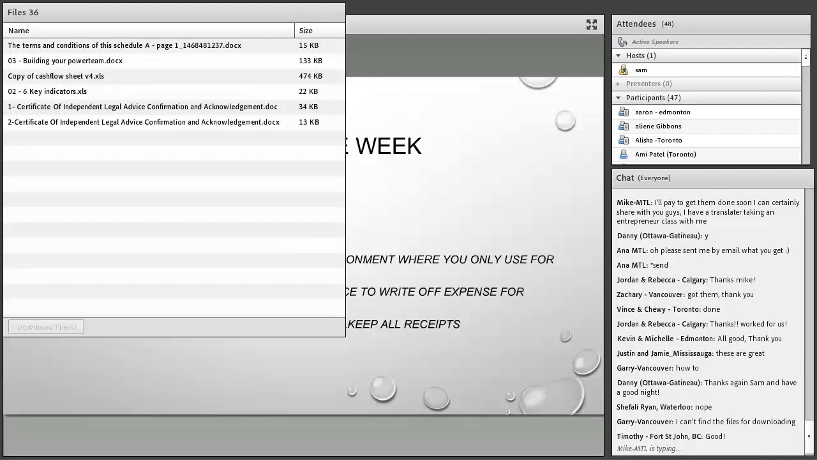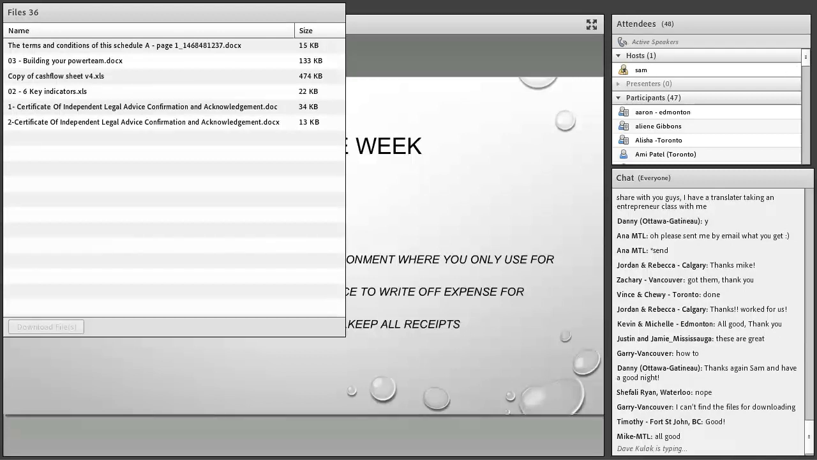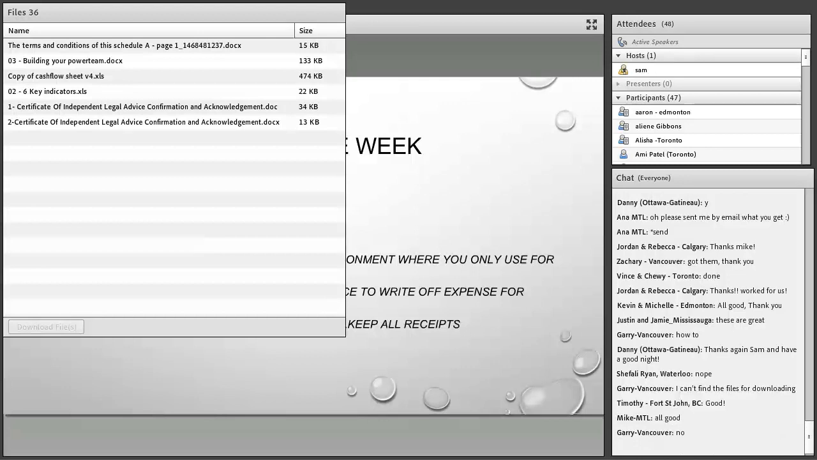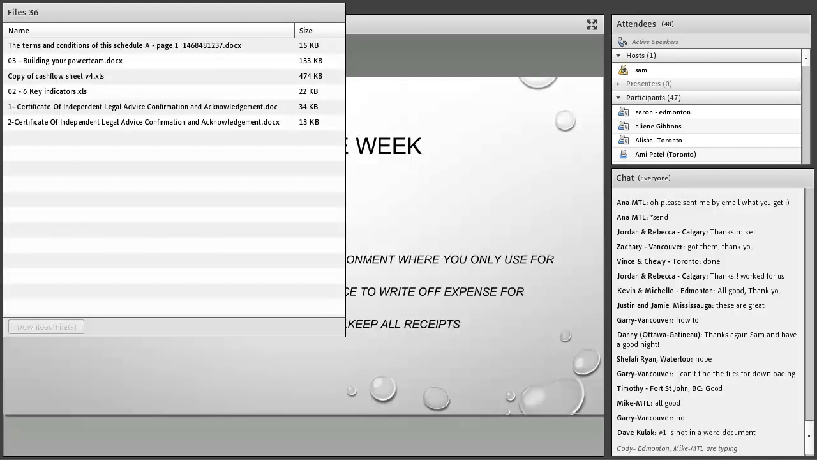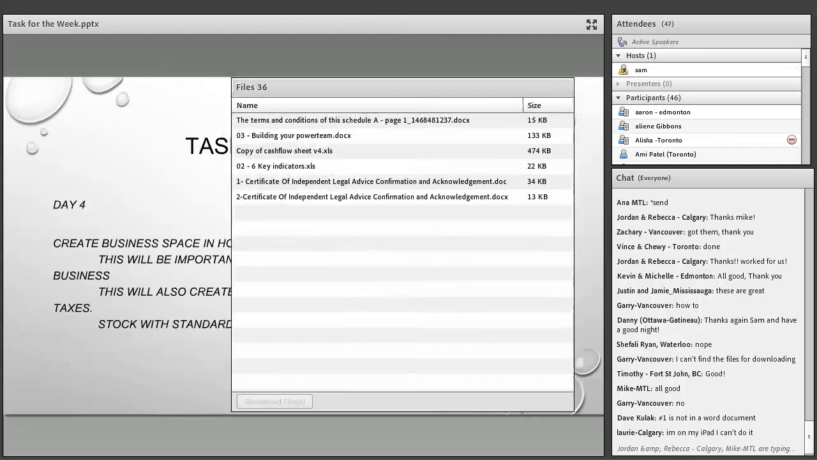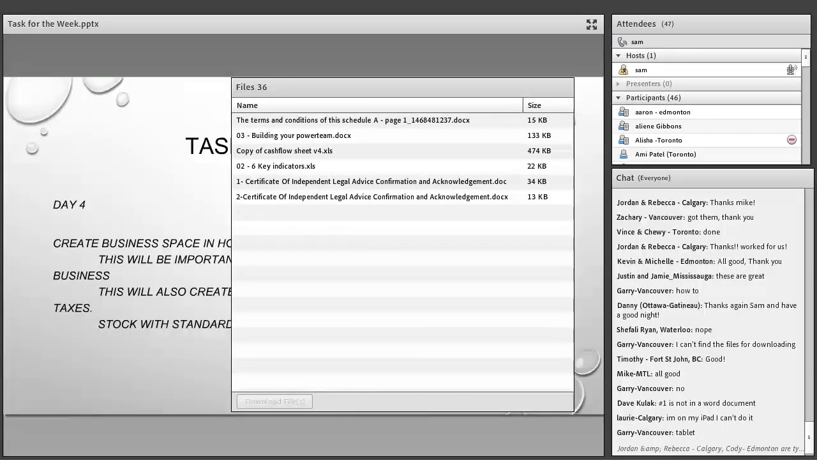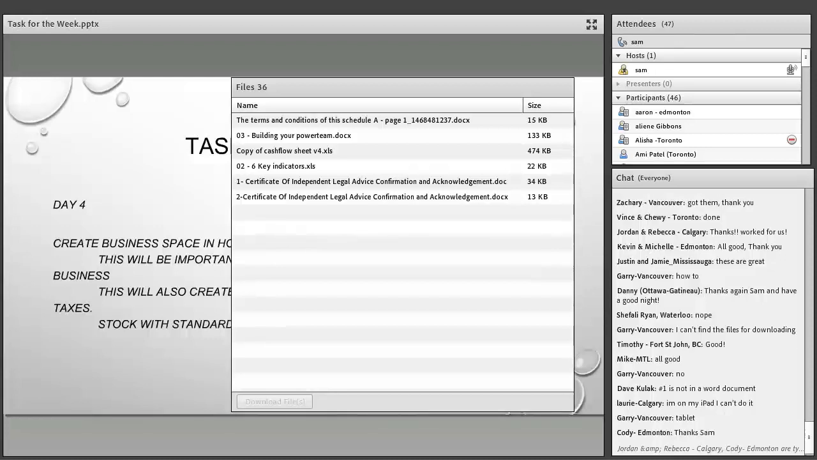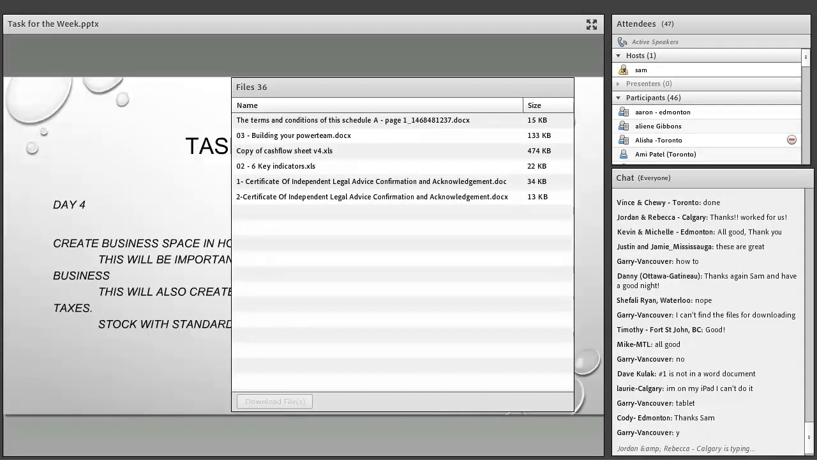No, everybody's good? I can't find the files for downloading. What do you mean, Gary? Can you see the files, Gary? You can't see the files at all? Are you doing it off a phone, Gary? iPad. Yeah, tablet. Your tablet is not going to let you download them unless you have access to it. So Gary, do you want me to send you these files?